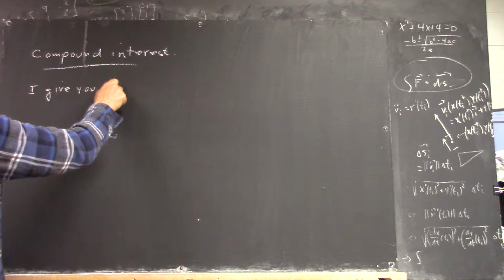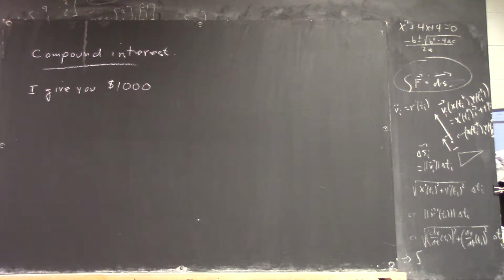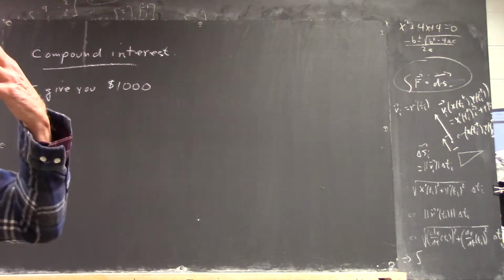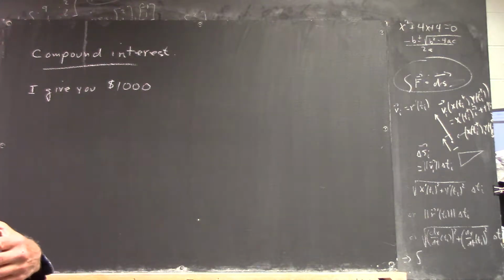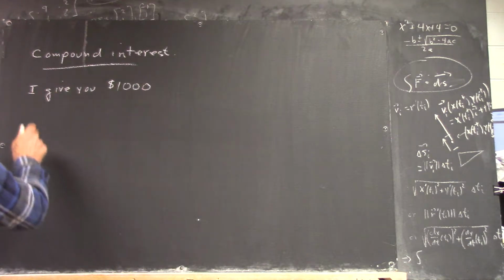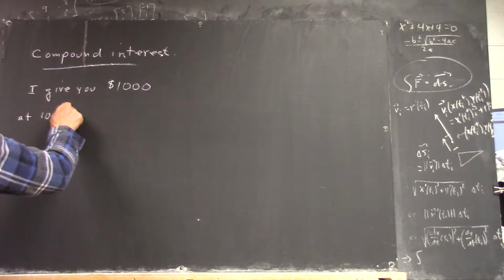Let's suppose I give you $1,000. Heck yeah. And not only that, I'm going to give you 100% interest. So you're giving me $2,000? No, that's not how interest works. He's giving you so much per thing.